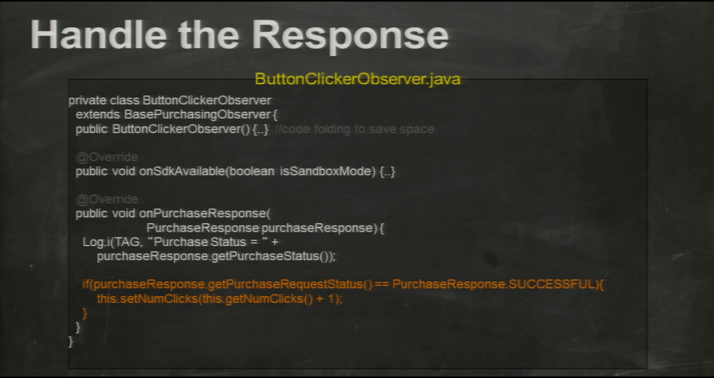I'm just going to add in this little line of code here. If purchaseResponse.getPurchaseRequestStatus equals PurchaseResponse.successful, right? So if that request to purchase that I sent came back successful, then this.setNumClicks(this.getNumClicks() + 1). The user just bought a click, right? That's it.